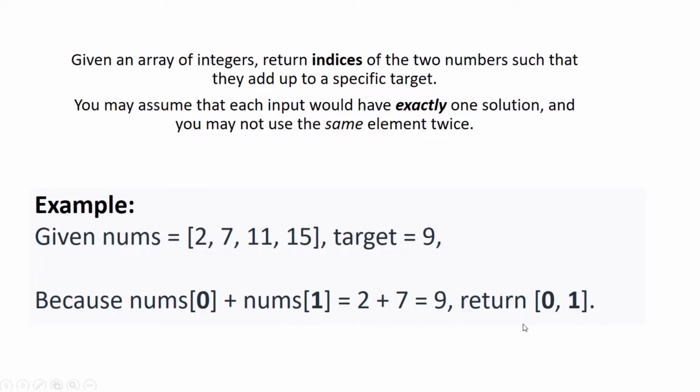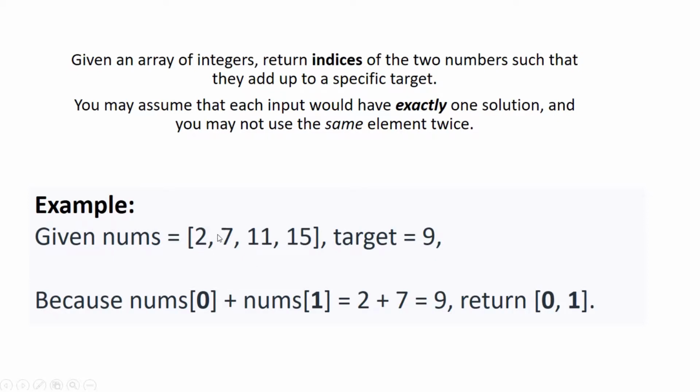Consider that you're given an array of integers. You're to return the indices of the two numbers such that they add up to a specific target. You may assume that each input will have exactly one solution, and you cannot use the same element twice. For instance, look at this example.